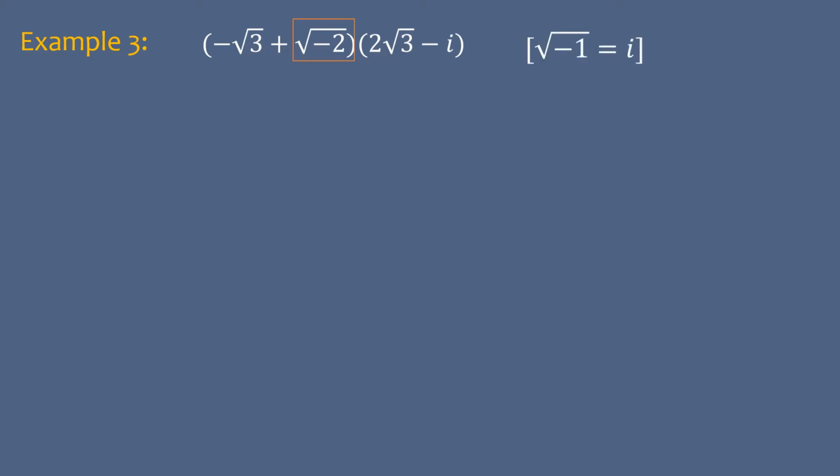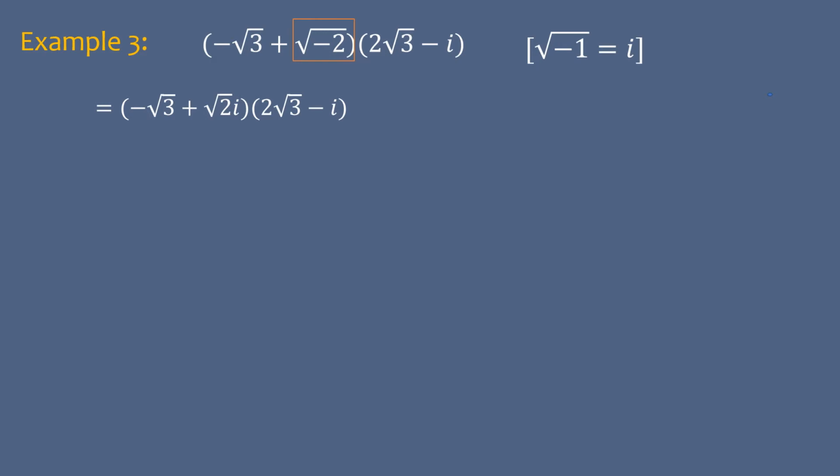Let us look at a slightly more complicated example. Minus root 3 plus root of negative 2 times 2 root 3 minus i. As we can see, root of negative 2 does not exist among real numbers, so we made a new concept called the concept of complex numbers. We have already studied that root of negative 1 is equal to i. So using this, we can write root of negative 2 as root 2 times i. So the expression will be minus root 3 plus root 2i times 2 root 3 minus i.